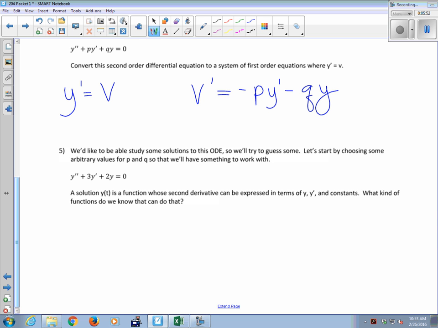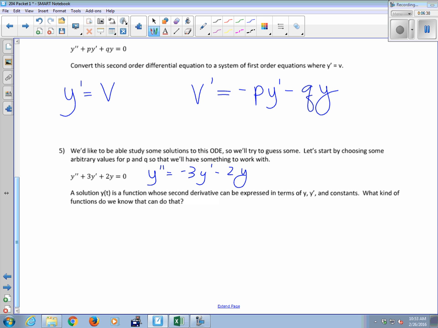So I'm just going to try to be clever, and I'm going to come up with a guess for y. I'm looking for a function y of t whose second derivative can be expressed in terms of y, y prime, and constants. If I solved this for y double prime, it would be negative 3y prime minus 2y. So I need a function whose second derivative can be expressed as a linear combination of its first derivative and itself. What kind of function do you think could do that?